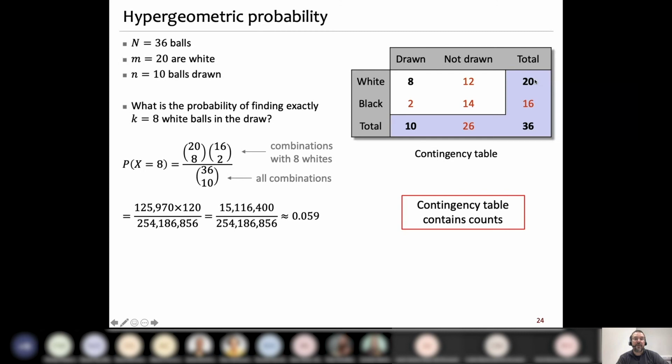We have these 4 numbers which are marked in black and bold, and the rest can be calculated from them by subtracting. So we can find all the numbers, and our contingency table here is the white bit. It's this 8, 12 to 14. This is what we use for the test. And the contingency table contains counts in each category.